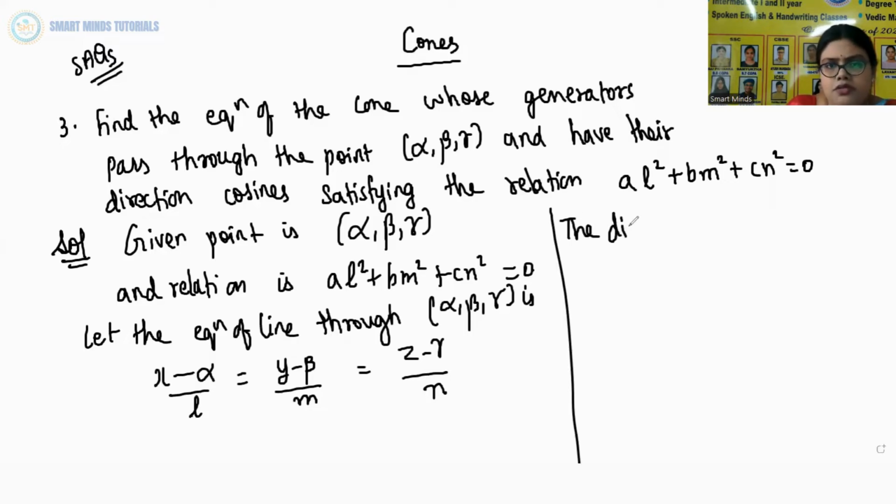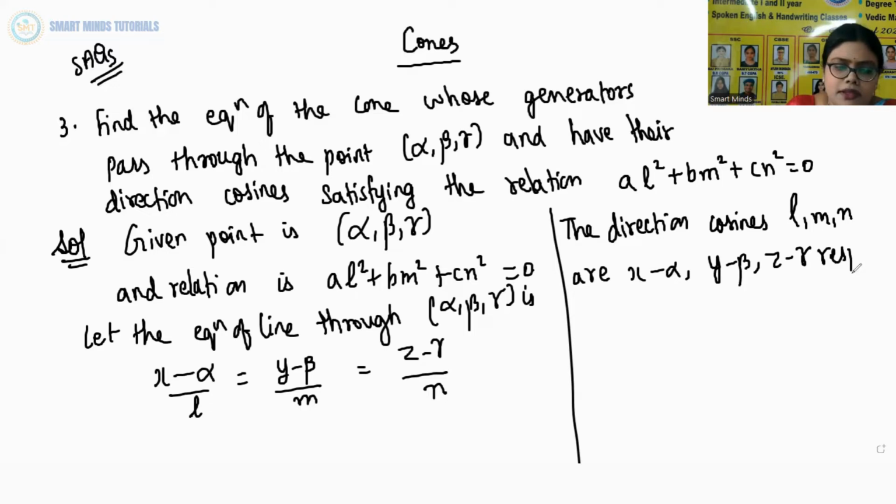Now the direction cosines. Direction cosines are always denoted by LMN. So how do you find direction cosines? They are proportional to x minus alpha, y minus beta, z minus gamma, respectively. Now since it satisfies, let us take this equation as equation number 1. So since it satisfies equation number 1, so what do we get?